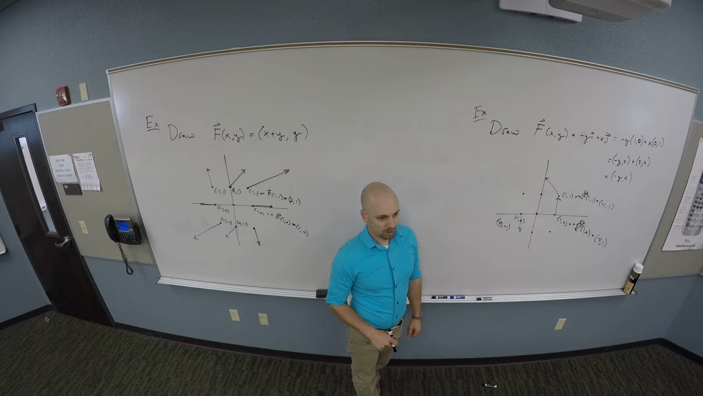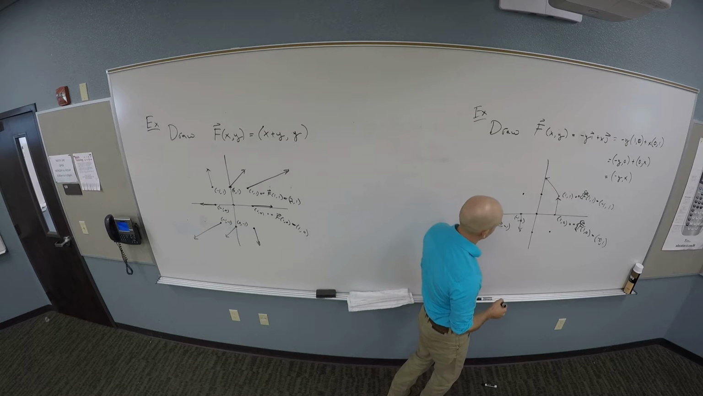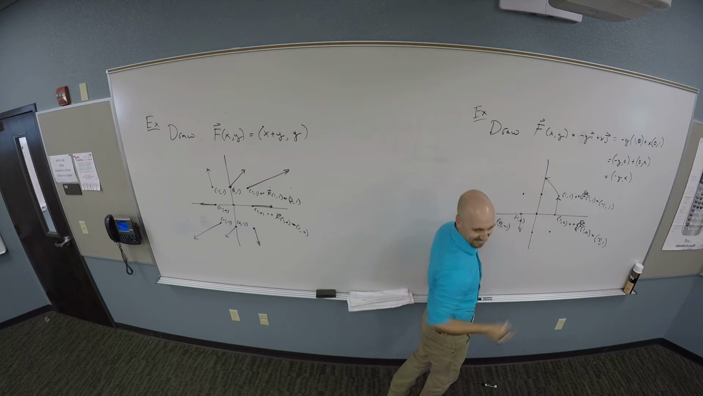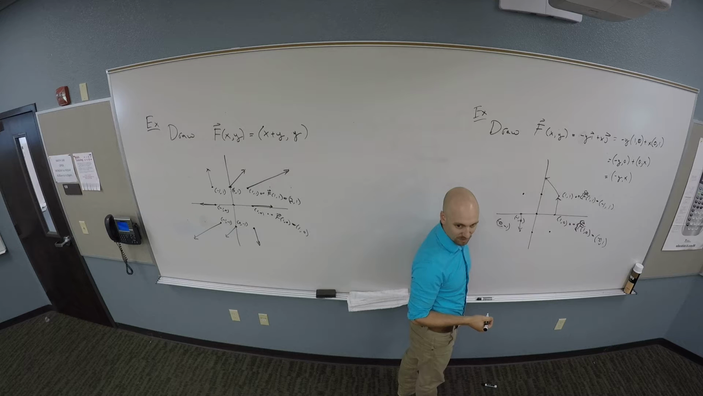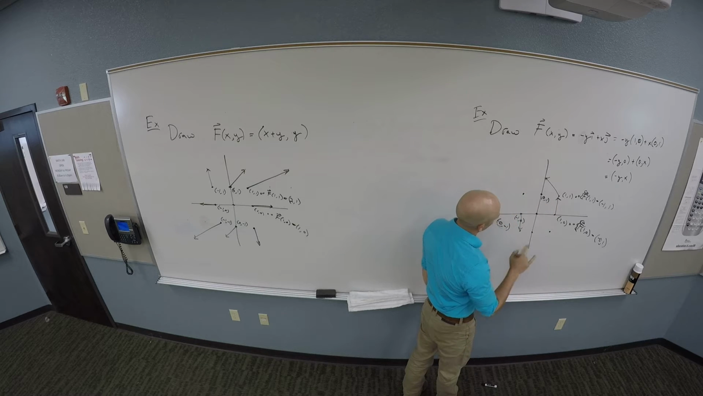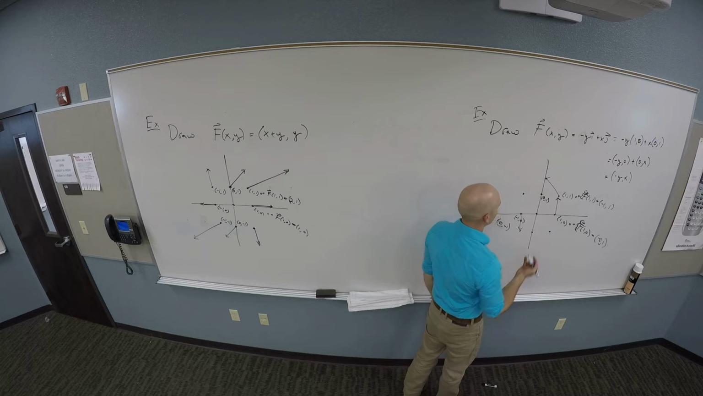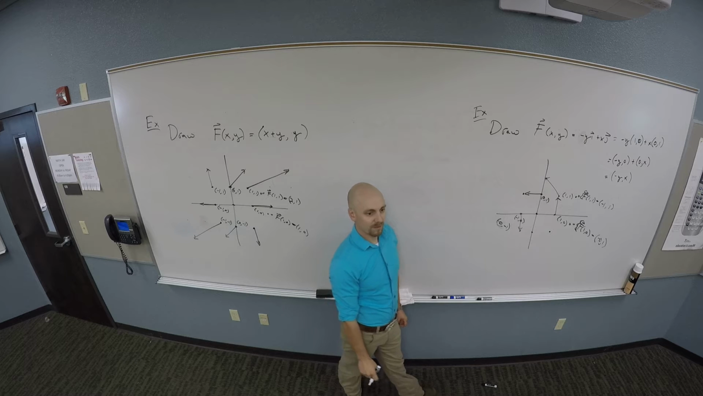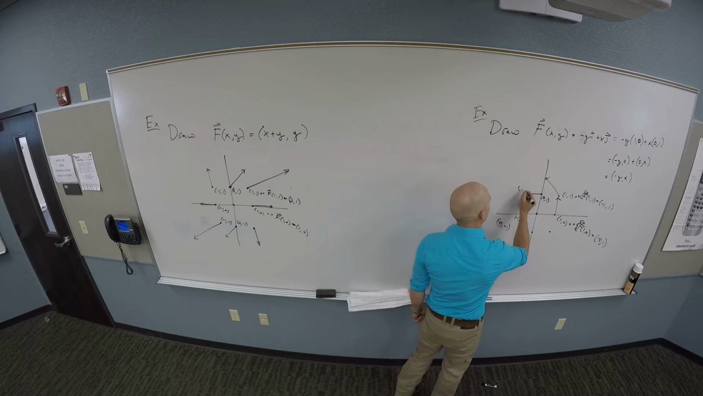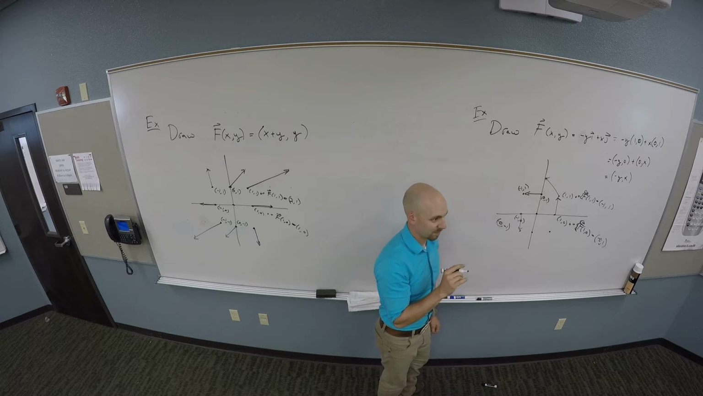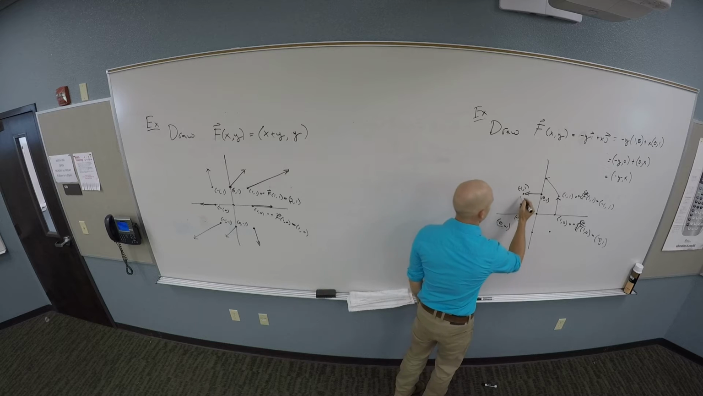Let's do the rest. 0, 1 is this one, and it points straight down. Negative 1, 0, so it should point straight left. How about this guy? Where does negative 1, 1 point? Negative 1, negative 1 points down and left one.